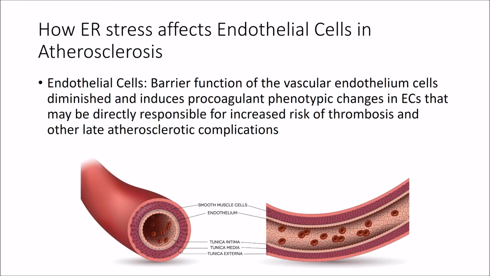Endothelial cells. ER stress-induced apoptosis diminishes the barrier function of the vascular endothelium, which is similar to gunshots on the endothelium, causing it to become more permeable, as well as inducing phenotypic changes in the endothelial cells that can be directly responsible for an increased risk of thrombosis as well as other late atherosclerotic complications.